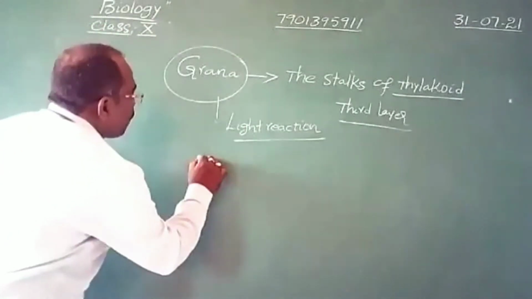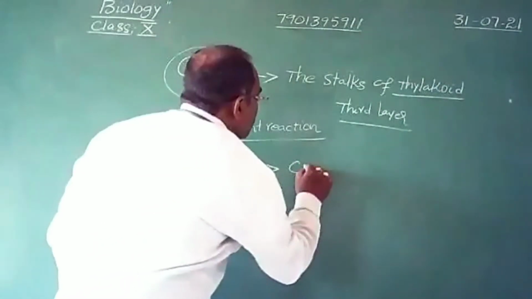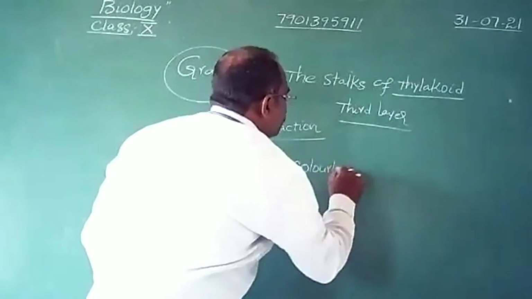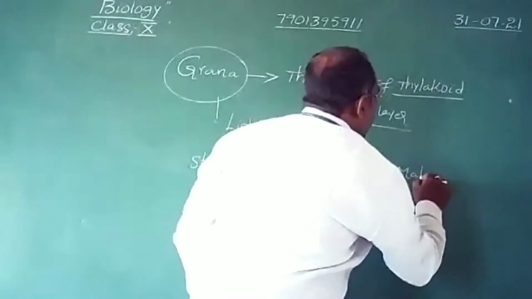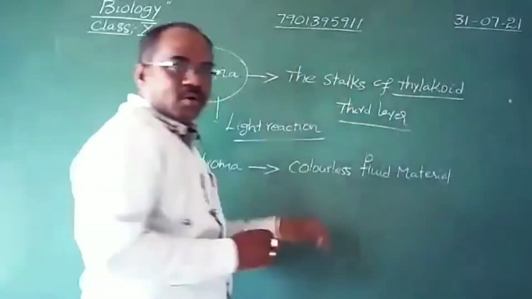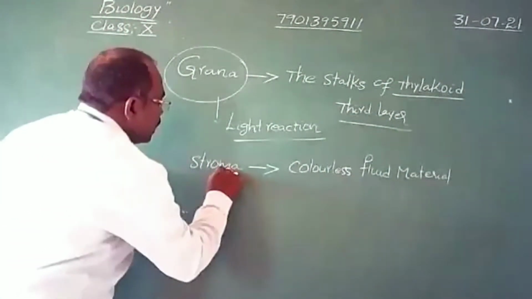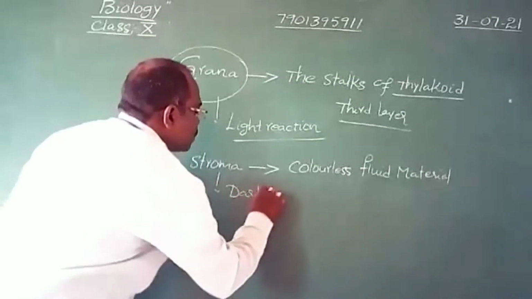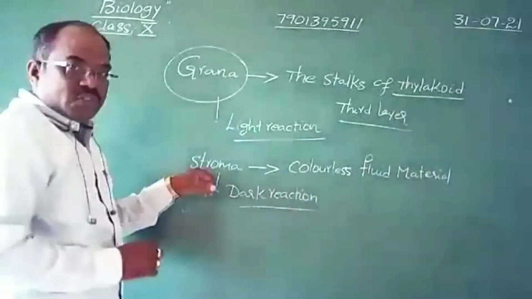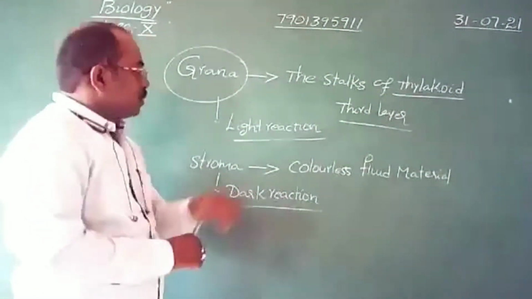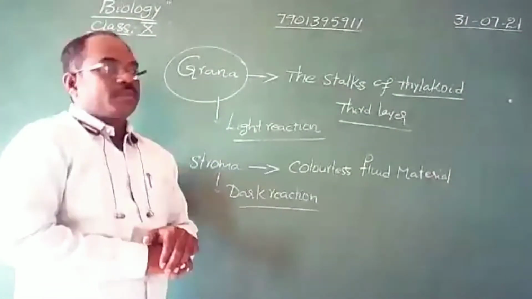Another part present is stroma. Stroma means the colorless fluid material present in the chloroplast. In stroma, the dark reaction takes place. The dark reaction takes place in the stroma of the chloroplast, and the light reaction takes place in the grana of the chloroplast.